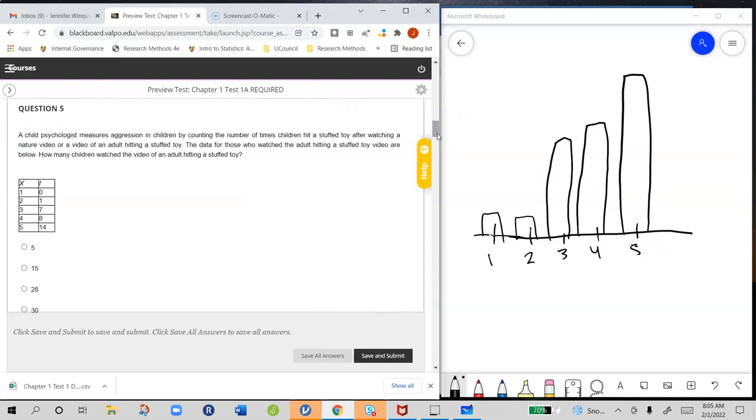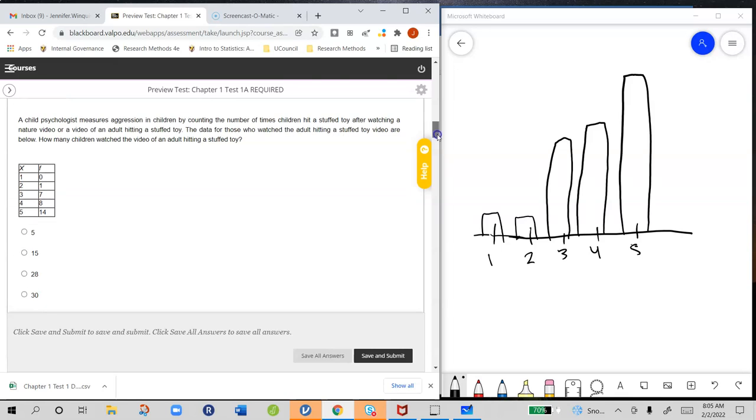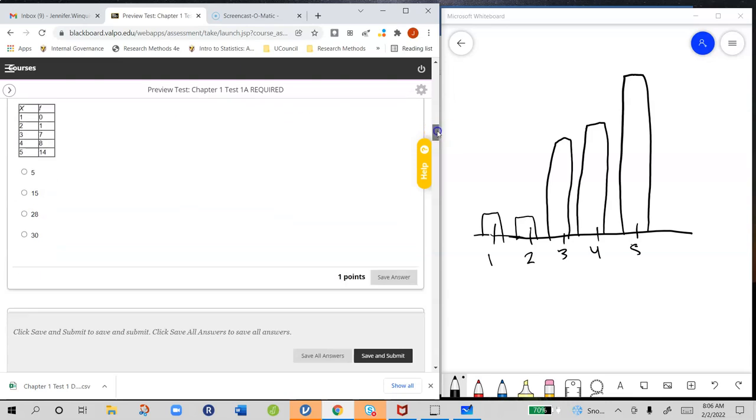Okay. Question 5, we're still working with this same set of data, and we want to know how many children watched the video of an adult hitting a stuffed toy. Right? So if you look at this frequency distribution, we have 0 kids in category 1, 1 in category 2, 7 in category 3, and so forth. So you just need to add up these frequencies, right? So you have 14 plus 8 plus 7 plus 1, right? Or we have, was it 15, 16, 30 people, right? If we add up the frequencies. That's always how you can figure out how many people responded in that data set.